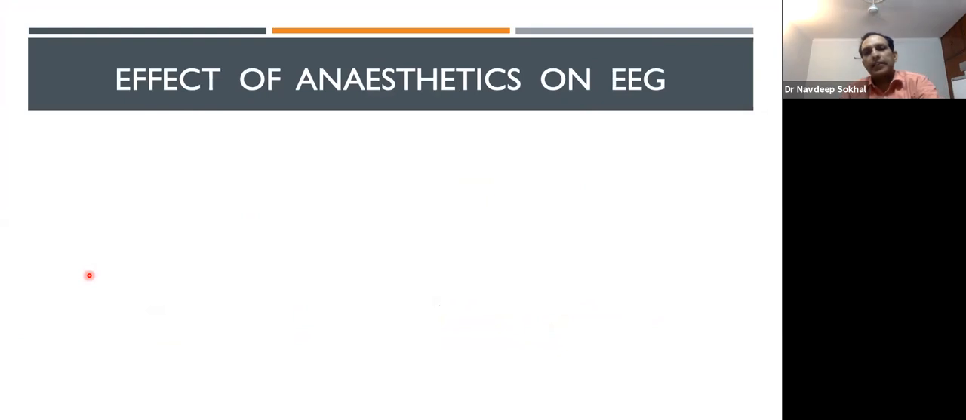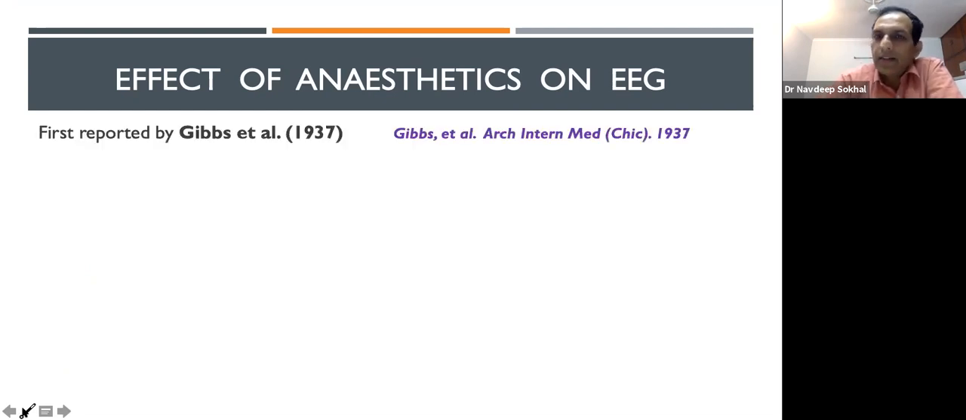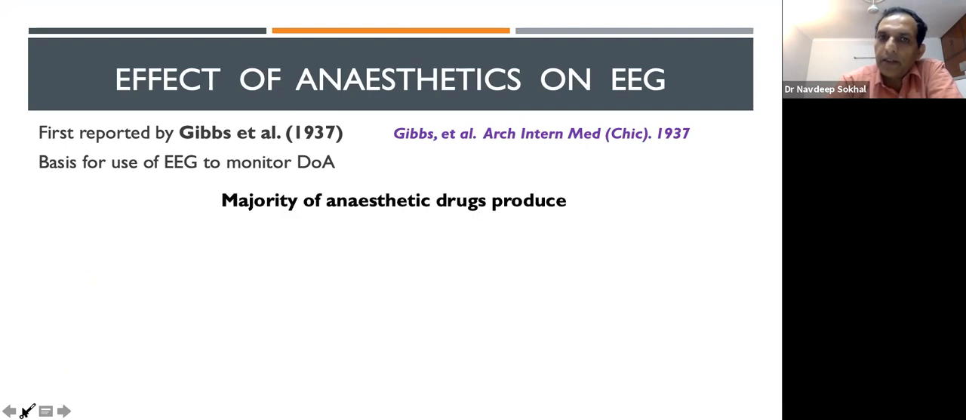What are the effects of anesthetics on EEG? How are we able to monitor depth of anesthesia using EEG monitors? See, Gibbs et al. in 1937 first reported that anesthetic drugs have an effect on EEG, and this is the basis of the formation of the EEG to monitor depth of anesthesia. Right? So what are the changes the anesthetic drug produces?